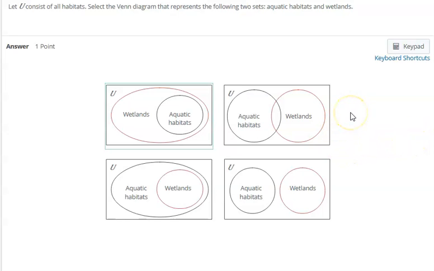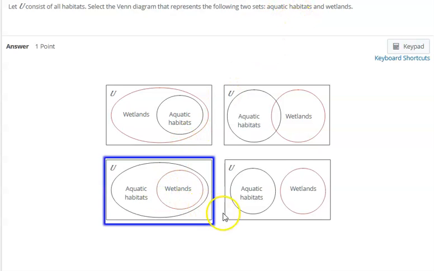Okay, again, read this over carefully. You want to pick out the best Venn diagram that meets this above criteria. Okay, wetlands would be a subset of aquatic habitats. So this one, where wetlands are a subset of aquatic habitats. Let's go on.